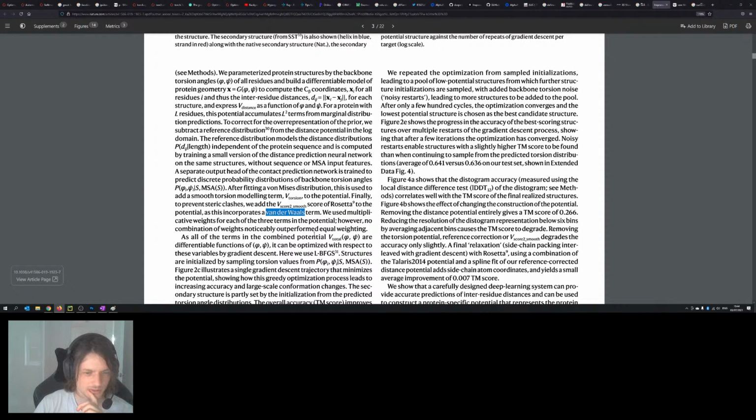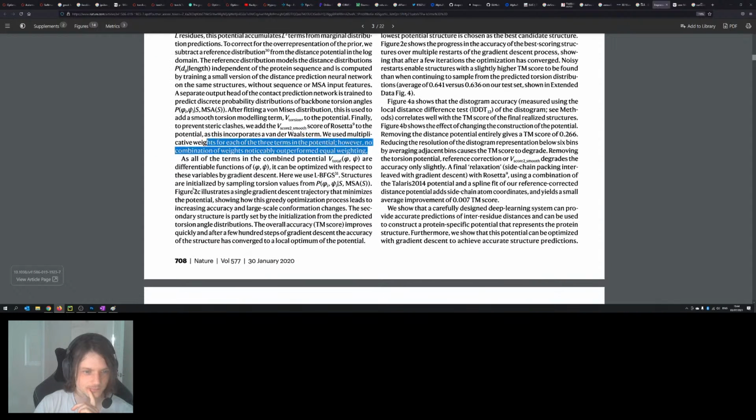However, no combination of weights noticeably outperformed equal weighting. As all of the terms in the combined potential, V total of phi, psi, are differentiable functions, it can be optimized with respect to these variables by gradient descent. Here we use this. Structures are initialized by sampling torsion values from this.